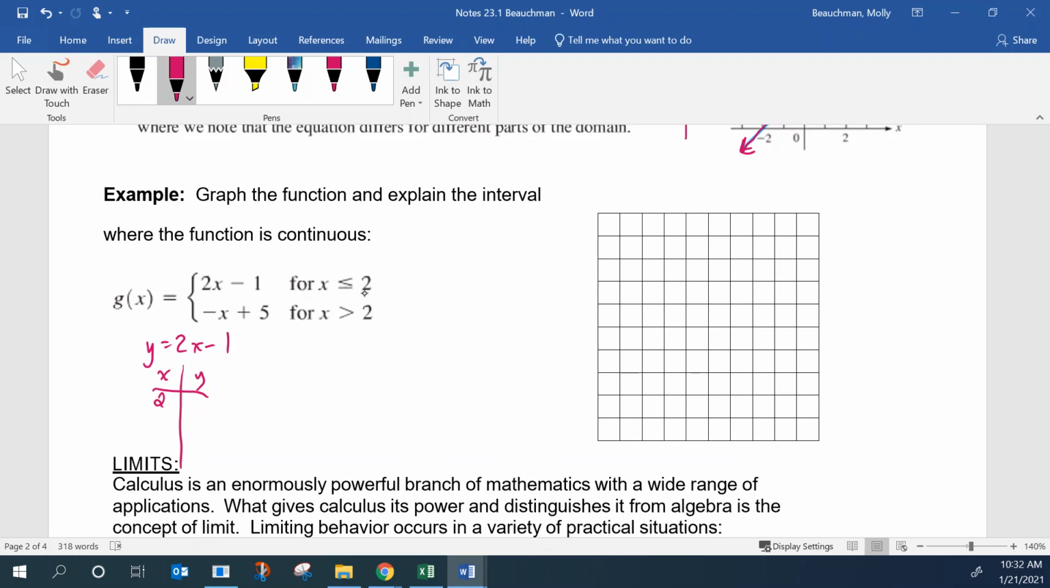X is less than or equal to 2 for this first function, so pick a value smaller. I'll pick 0 just because it's easier. So I get 2 times x minus 1. 2 times 2 minus 1 is 3. Substitute a 0, 2 times 0 is 0 minus 1. So I'm going to graph my function over here on the right. At the point 2, 3, I have a solid dot because it's less than or equal to. Plot 0, -1, and then draw in the portion of the line less than or equal to 2. Now we're going to graph the other line for x is greater than 2.